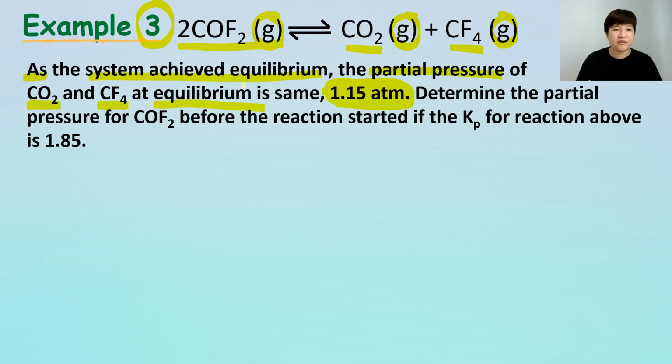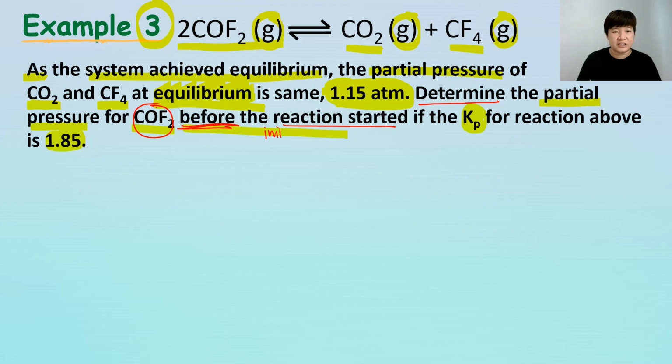So, your 1.15 atm is at equilibrium. Straightforward. Determine the partial pressure of COF2 before the reaction started, if the Kp of the above is 1.85. In the previous two examples we discussed, the question gives you the initial. But in this question, you need to determine the initial partial pressure of COF2, before the reaction started.